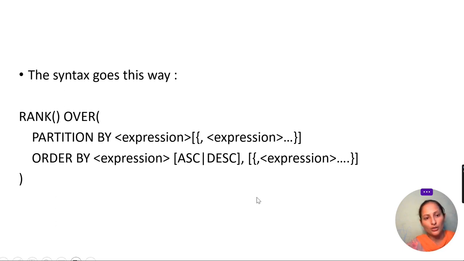Now, I hope you understood how to write it down. We have to start from rank over some property, partition by some expression, order by expression in ascending or descending order. Where do we use it, and why do we use it? Now I am going to tell you why we use it.